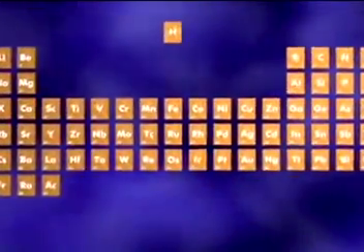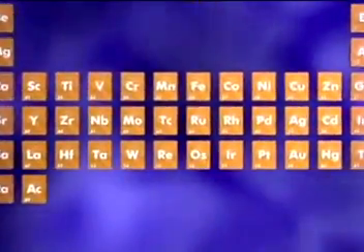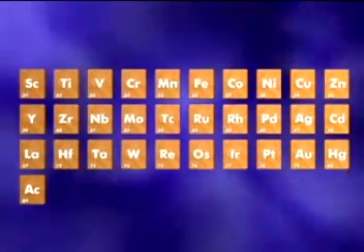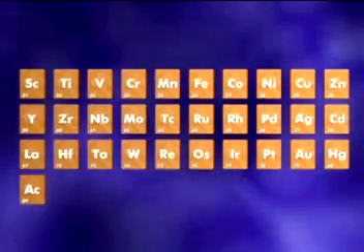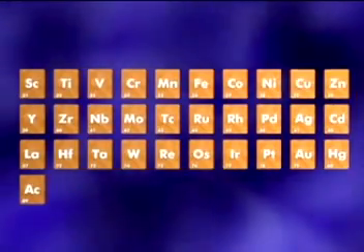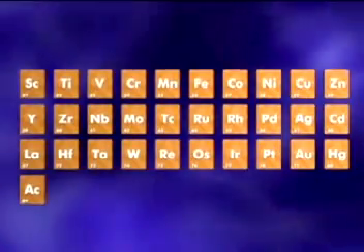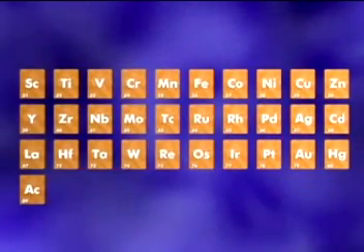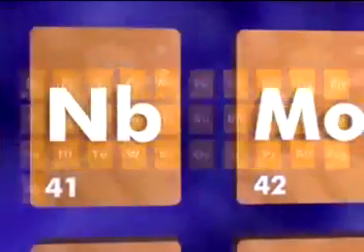The large block in the middle of the periodic table is home to the transition metals, including well-known metals such as iron, copper, gold, and mercury. Other more unusual transition metals include scandium, niobium, and ruthenium. They all have similar physical and chemical properties.